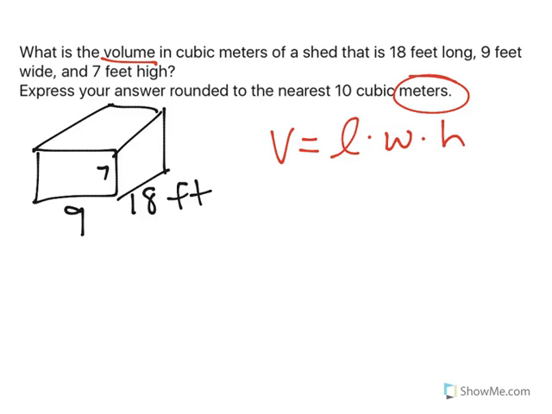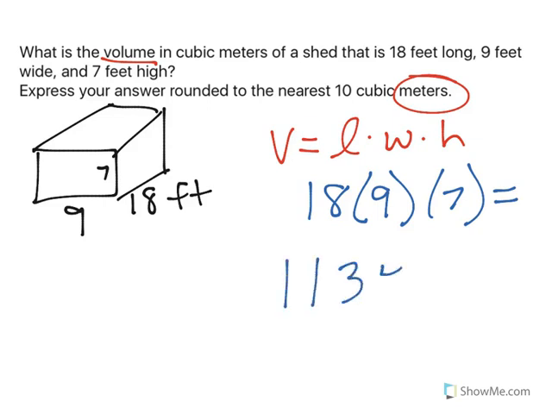So if I go with 18 feet long, 9 feet wide, 7 feet high, the volume of my rectangular shed here is 1,134 cubic feet. Okay, well that's a great answer, but that's not what they're asking for, right? They're asking for cubic meters. So I've got to take my 1,134 cubic feet, and it's cubic because it's three-dimensional. So feet times feet times feet is cubic feet. And I need to change those feet to meters.